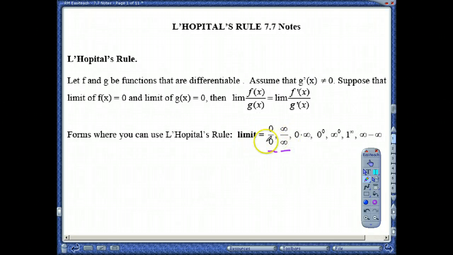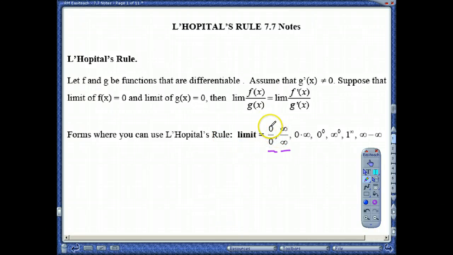So what we're doing is we're going to be looking at fractions. We're going to look at the limit as x approaches anything. If when I find my limit, I get 0 on top, 0 on the bottom, infinity on top, infinity on the bottom, those are forms that fit into L'Hopital's rule.